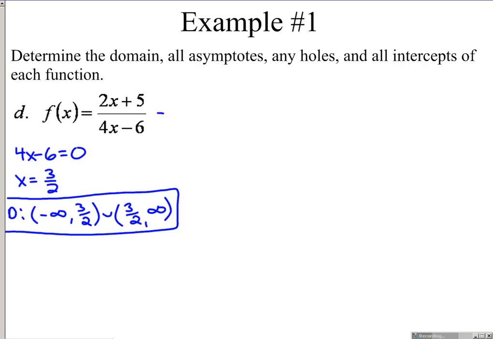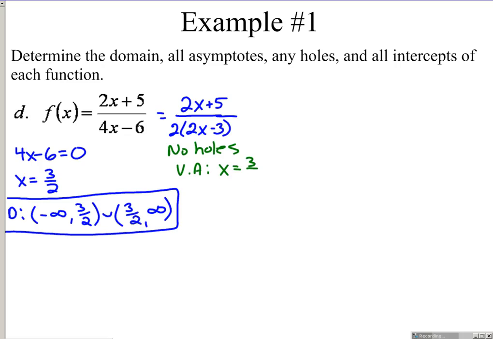To factor this, we have a greatest common factor in the denominator of 2 that we can pull out. Nothing's going to cancel, though. Since nothing cancels, that tells us that there are no holes. Vertical asymptote. Set that denominator equal to 0. x equals 3/2 is where we have a vertical asymptote.